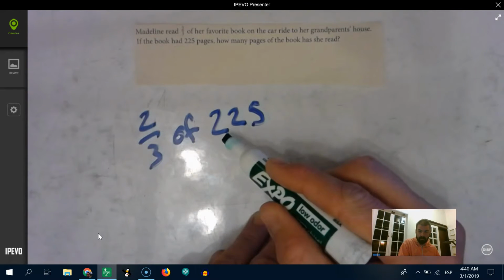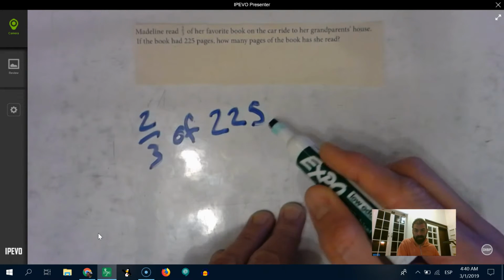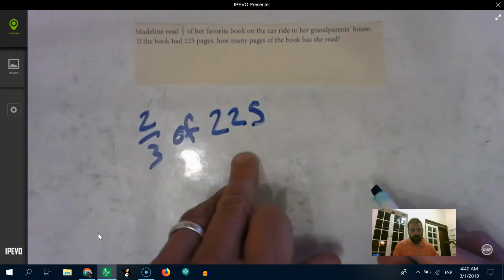So if we look at this, this is 2 plus 2 plus 5. 2 plus 2 is 4, plus 5 is 9. 9 is a multiple of 3. That means that 3 goes into here equally.